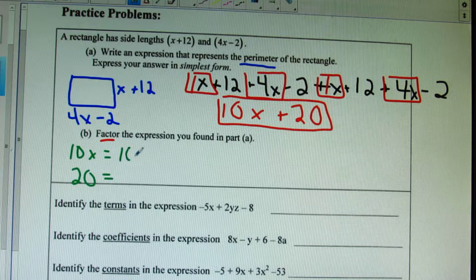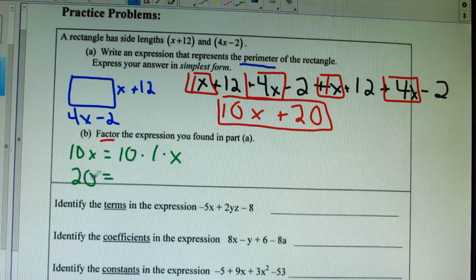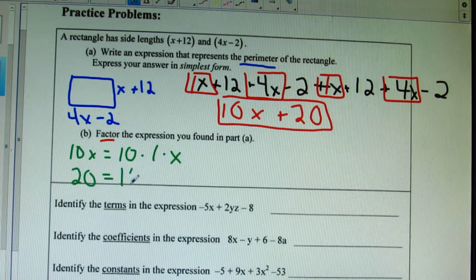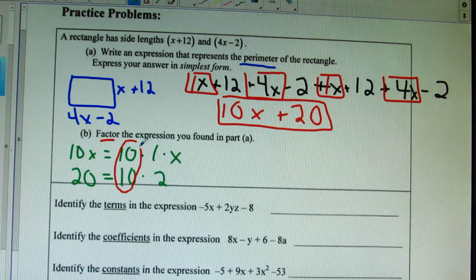So I'm going to express 10x as 10 times 1 times x. 20 can also be represented as a product of 10, 10 times 2. Now I'm going to circle what they have in common. And right when I get to this point, the expression is super easy to write.